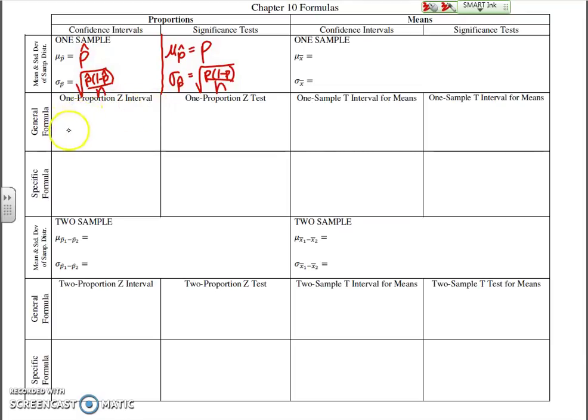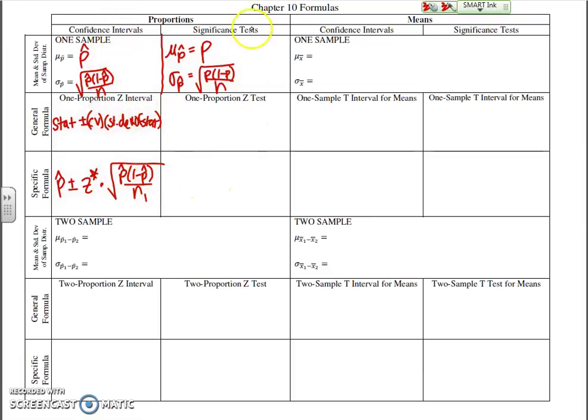Now, in a 1 proportion z interval, remember we've got this general formula: statistic plus or minus the critical value times the standard deviation of the statistic. That's the formula we always use for an interval. And when I plug in my information, the statistic is p-hat plus or minus a z star times the standard deviation of the statistic, which is the square root of p-hat times 1 minus p-hat over n. We have to use the standard error since we don't have a proportion to work off of. Now that's the general formula for confidence intervals.